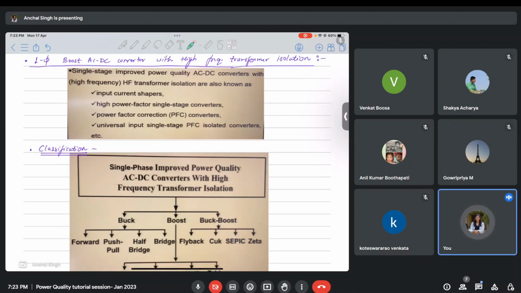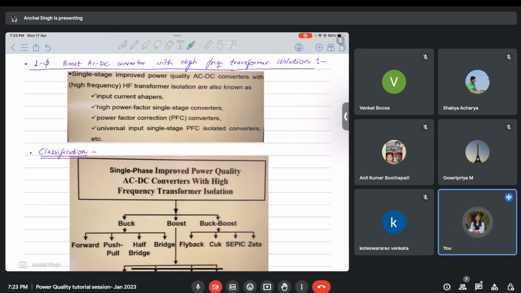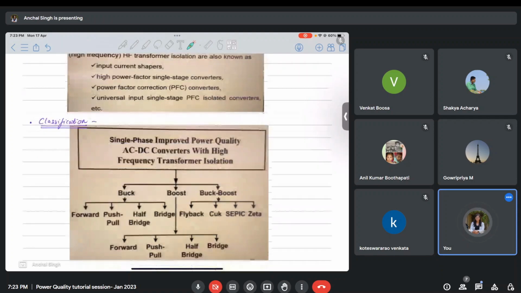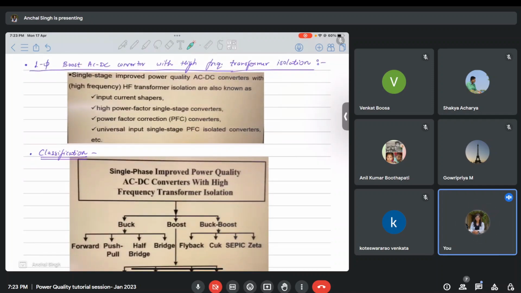Another reason for needing isolation is the safety of the consumer. Whenever there are certain applications in which there might be danger to the life of the consumer who is using the equipment, then we have to take care of these parameters. Isolation or non-isolation, since we are adding an additional component, it will definitely increase the cost of the system. Therefore, isolated converters are in general more costly than non-isolated ones.